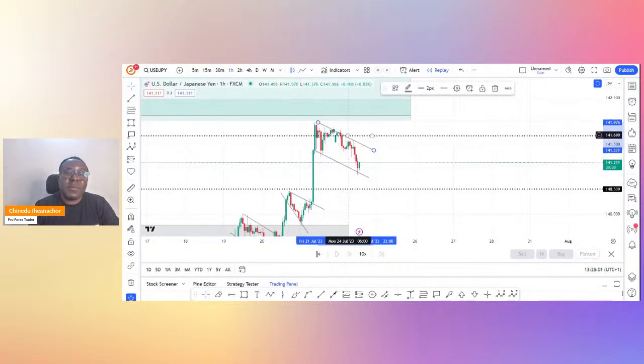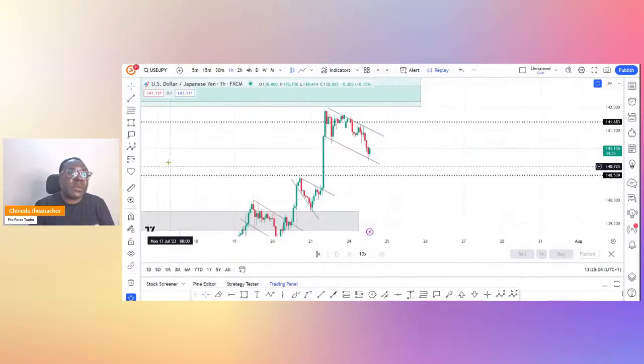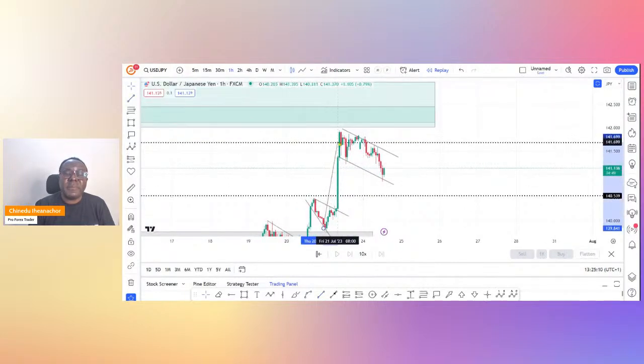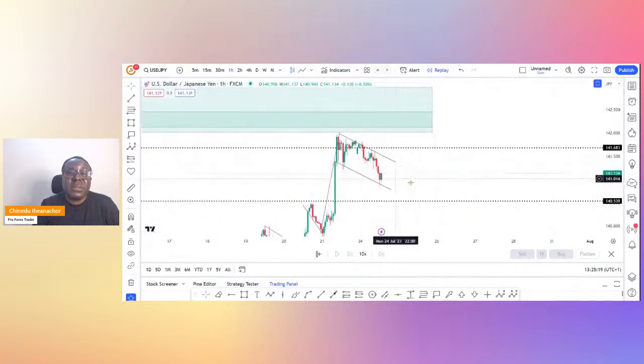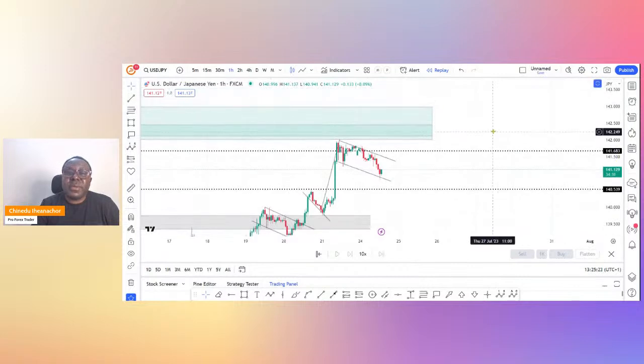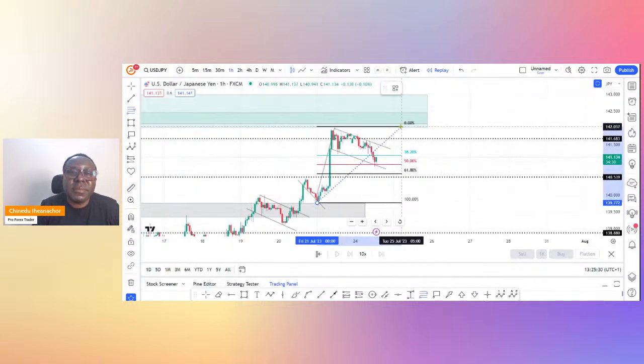Okay, and do this. So this is the current corrective structure we're seeing here. We can call this a flag. We can see this as a flag. The head of that as a flag. Then I can bring in my Fibonacci retracement tool to see to what level it has come.